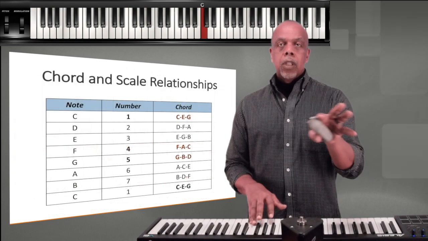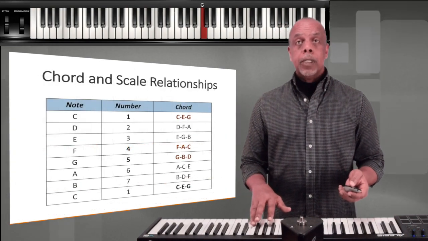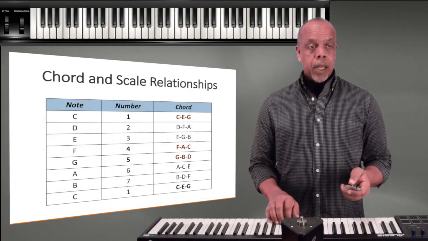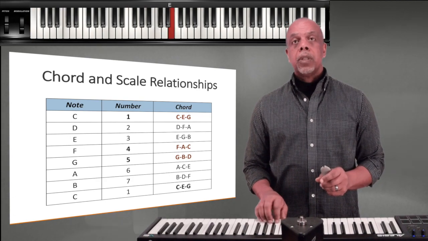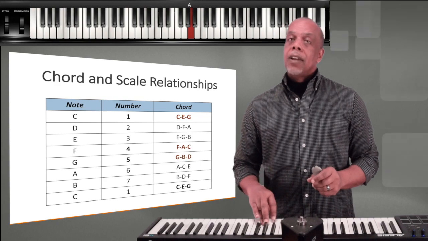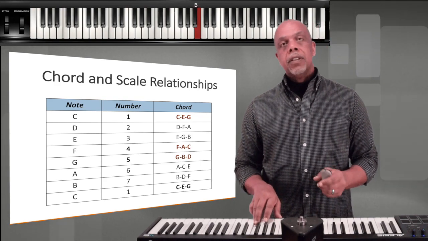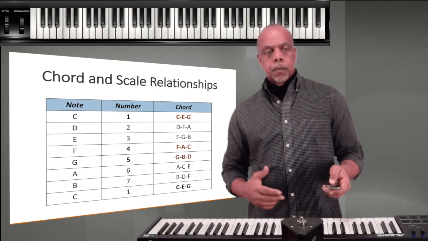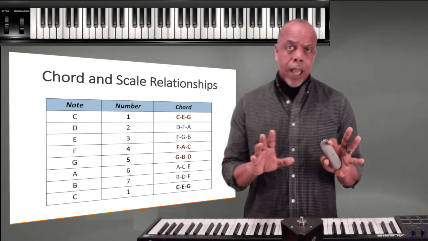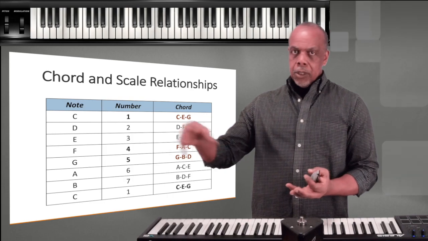Now, we can take that scale. If we take every one of those notes and assign a number to it, we go from 1 to 7, right? C being 1, D is 2, E is 3, F 4, G 5, A 6, B 7, and then you're back to C, which is the 1 again. You see, this is just like building blocks.